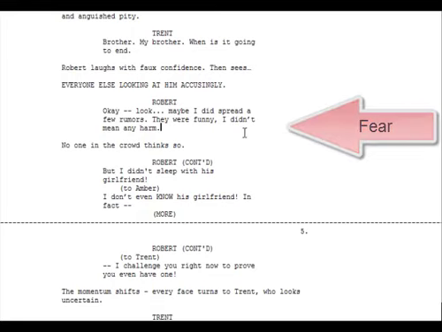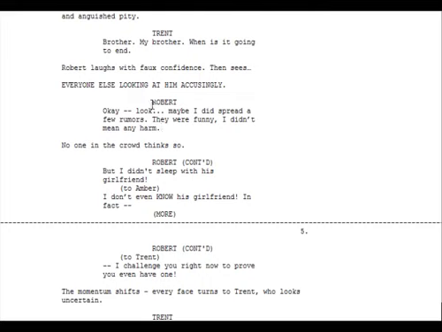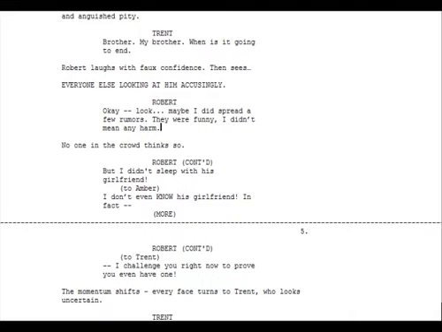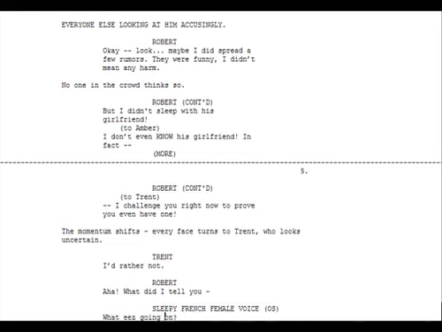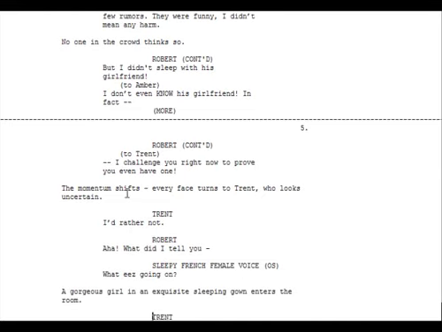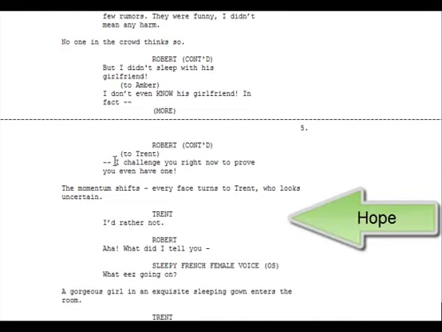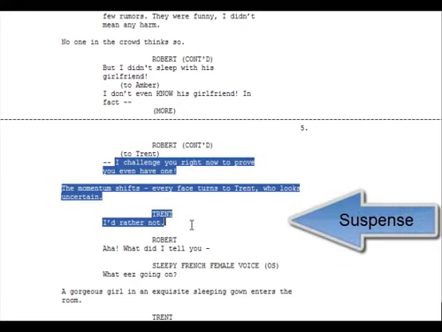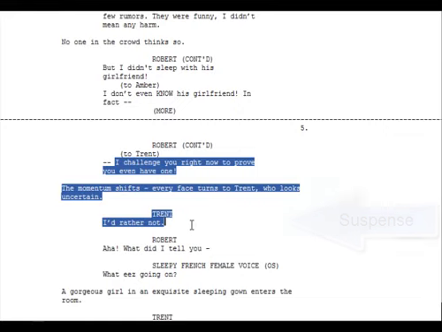So then we go down just a little further, and let's see. Robert challenges Trent to produce this girlfriend. Trent says, "I would rather not." So for just a moment, we're feeling hope again. And the other thing I like about this is it adds some suspense. There's something going on here. Robert is challenging him there. "I'd rather not," which means, oh, maybe there isn't. And so we're wondering, we're worried, we don't believe it, we do believe it, we don't know.